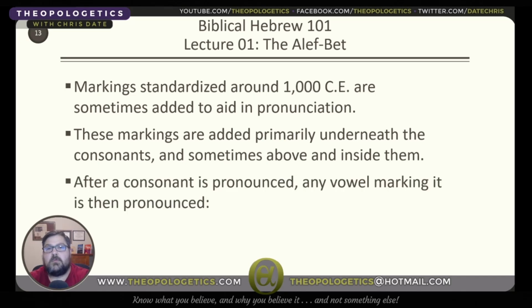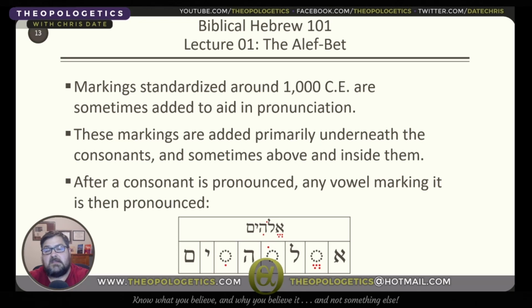And the way that these markings work is that, it's nothing like this in actual practice, but when you're learning, the consonant is pronounced first, and then immediately thereafter you pronounce whatever vowel marking is marking that consonant. So in this word, for example, that's on the screen right now, Elohim, which means God, the consonants are the block square-like, the block script letters, and then the dots below and above them are the vowel markings.